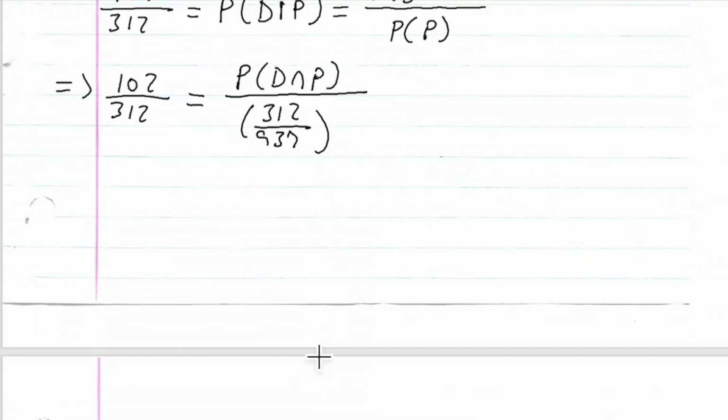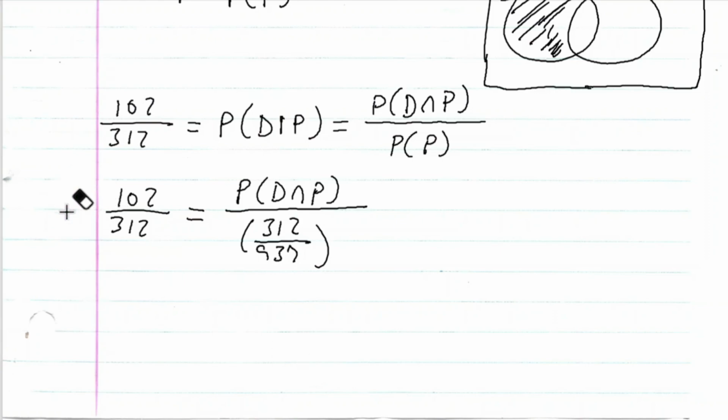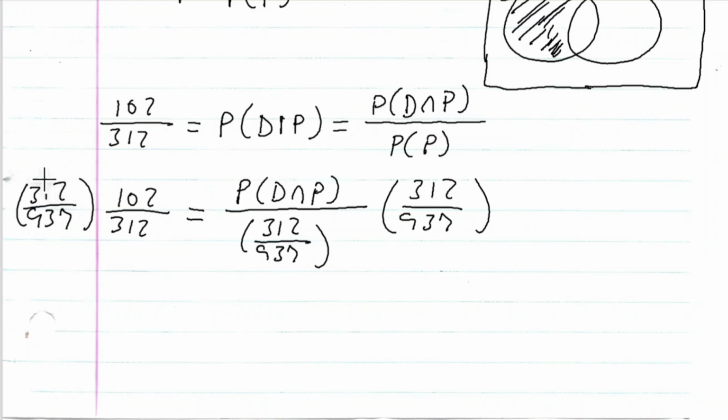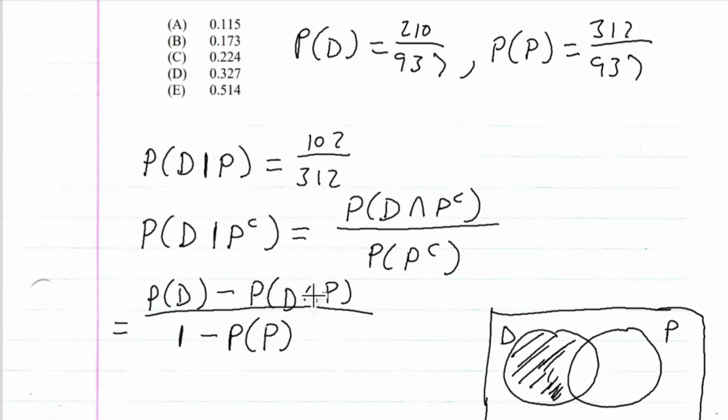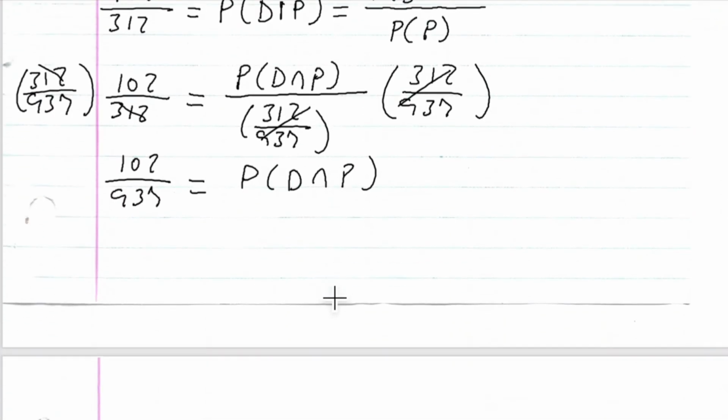And now what I can do is multiply both sides of this equation by 312 over 937. Then these 312s cancel, so I'm left with 102 over 937 is equal to the probability of D intersection P. Now I have D intersection P, and I can plug everything in, because now I have everything in the thing I'm looking for. So let me go ahead and go down here.